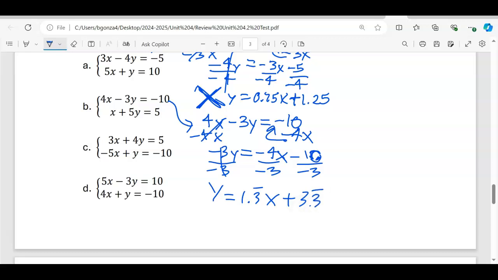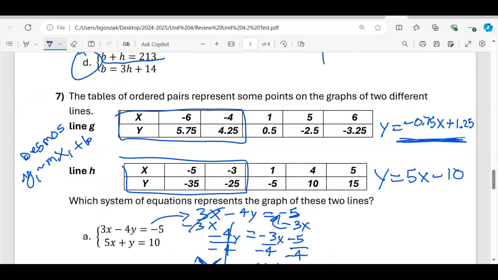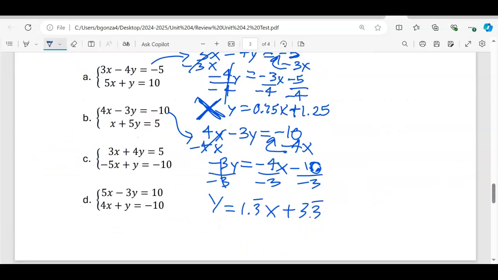So, do you see how that does not match this equation again? So, we are not going to be able to use that one either. That is a no. And, okay, let's try this one.